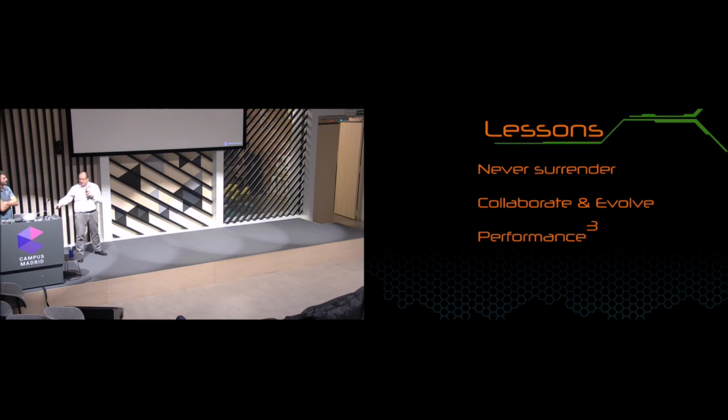Okay, what did we learn programming Rollin Bob? We learned 3 lessons. Face the problem and never surrender, collaborate and evolve, and the last one, performance. That is performance, performance, performance.